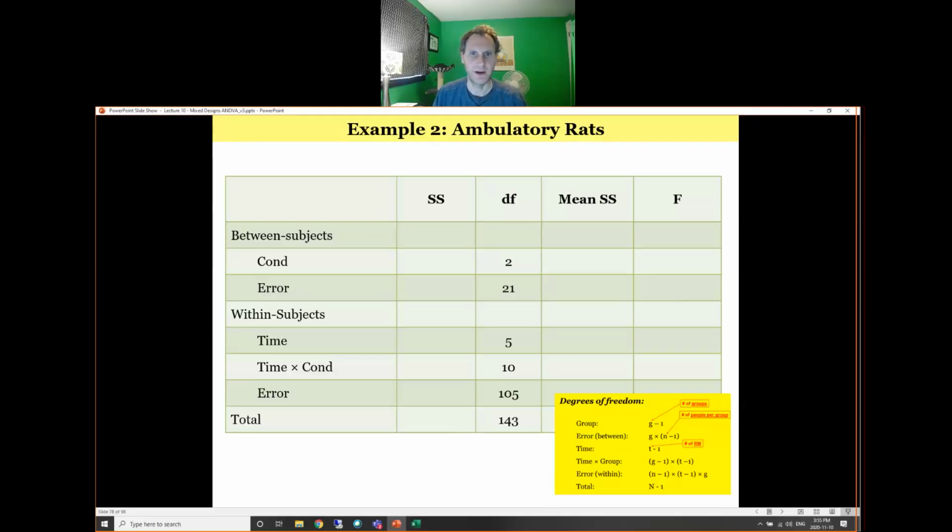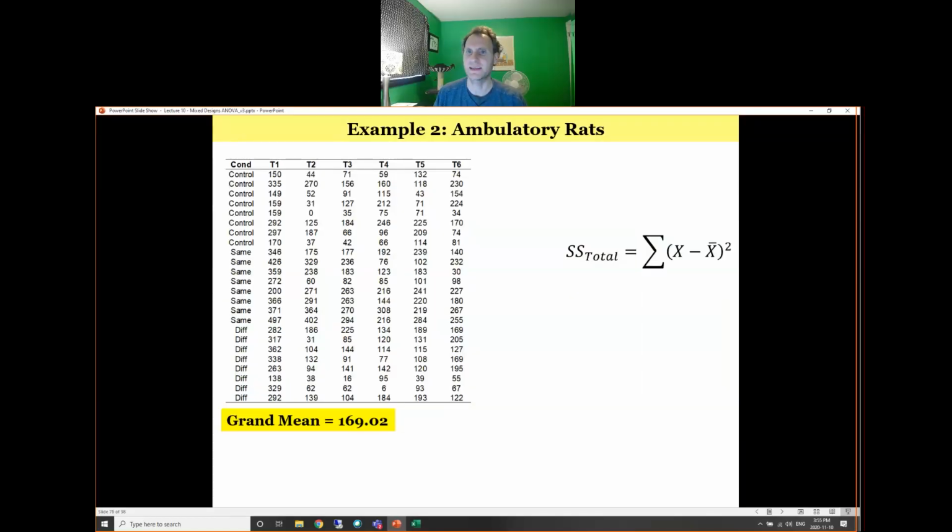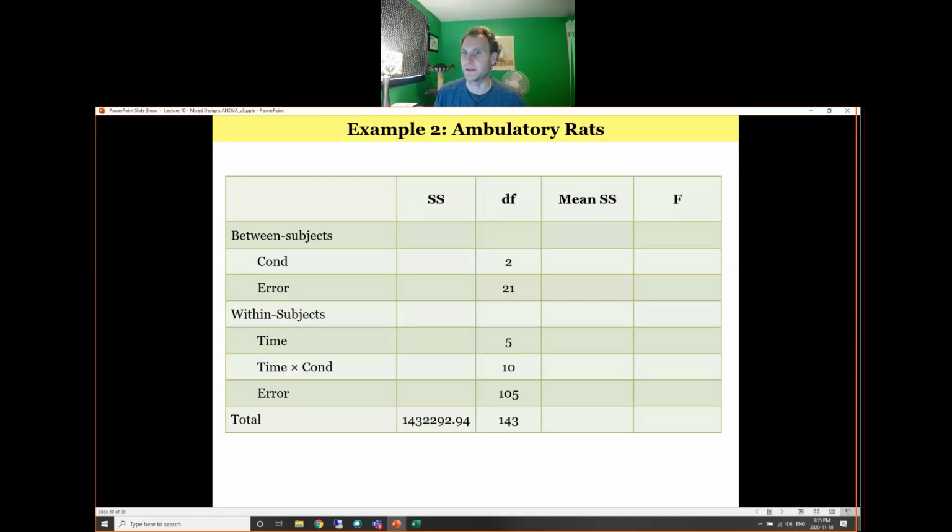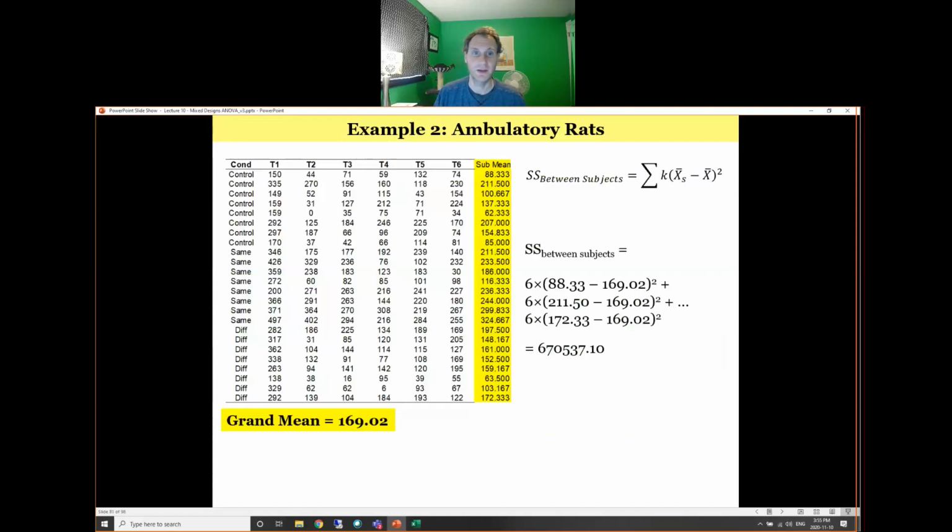But so I have my degrees of freedom done. The next thing I can do is compute my sums of squares total, which again, I won't spend much time here. It's just each score deviation from the grand mean squared and take the sum. So I can fill that in to my source table.